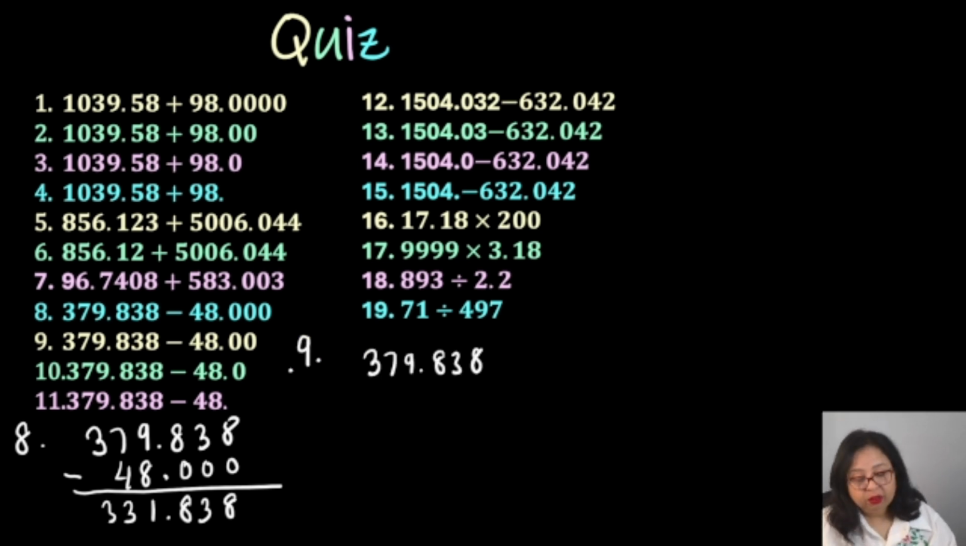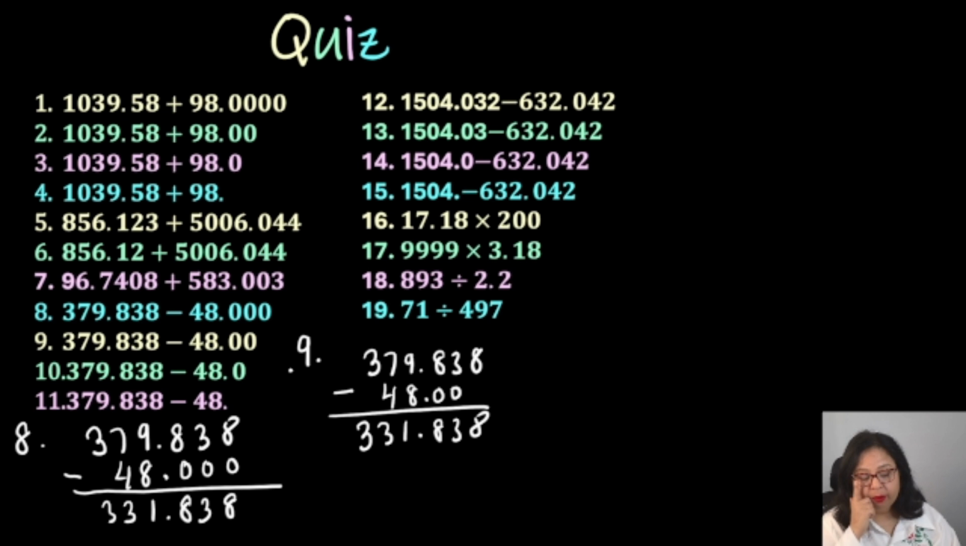Number 9. Things are going to change a little over here. We are going to subtract 48.00 from 379.838. So the final answer we know is 331. Well, not exactly the final answer, but you know what I mean.